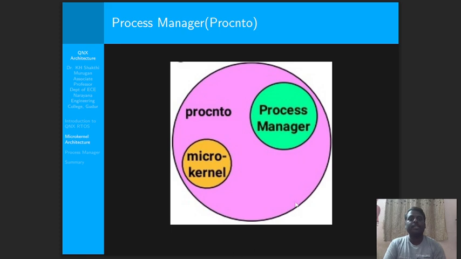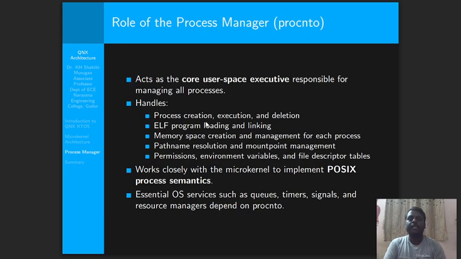So this is the process manager. If you see, this is the microkernel and this is the process manager. As I have already told you, this put together is what is called proc NTO. What is the role of the process manager? It acts as the core user space executive responsible for managing all processes. So whatever is going to happen outside in the user space, all of it will be controlled by this process manager.